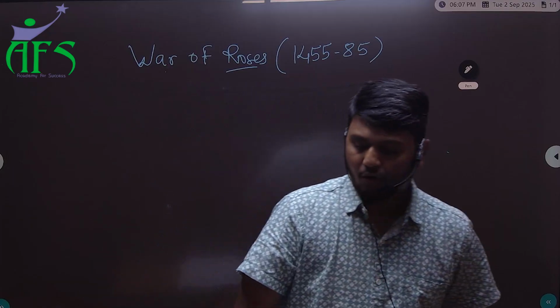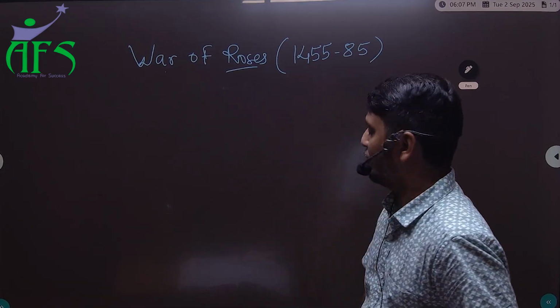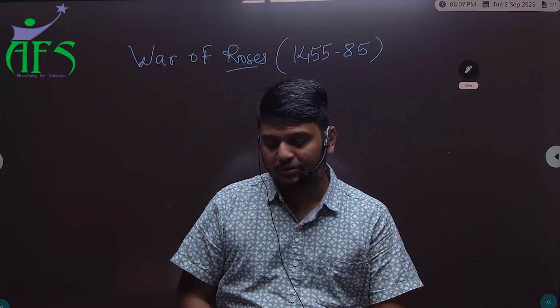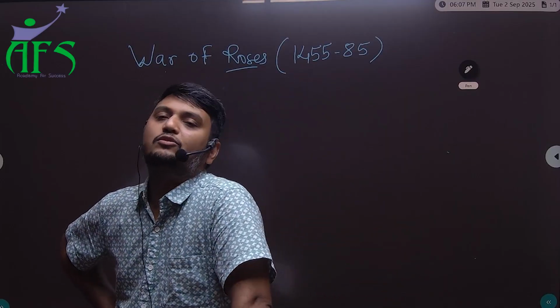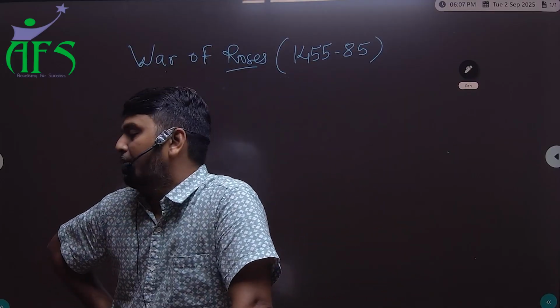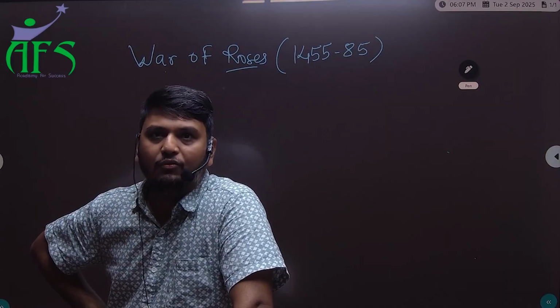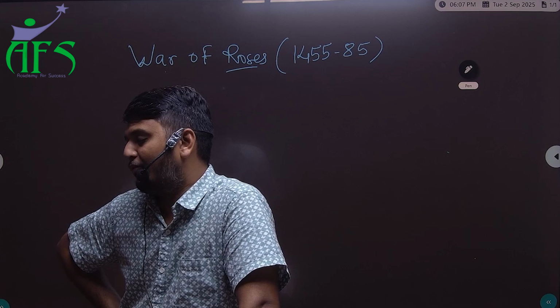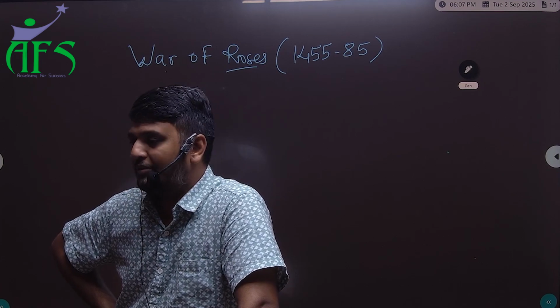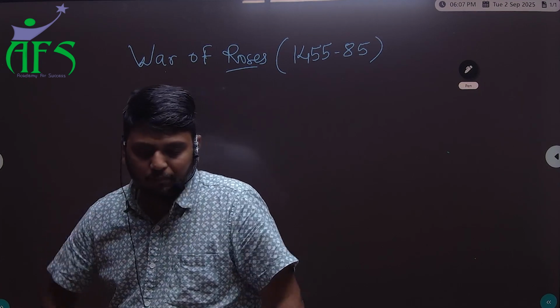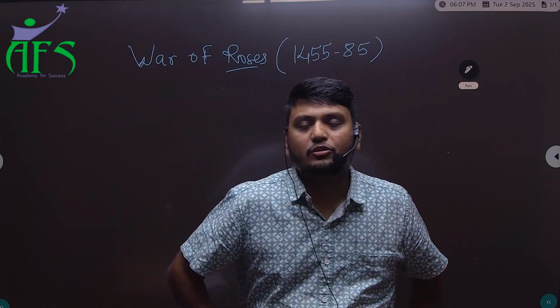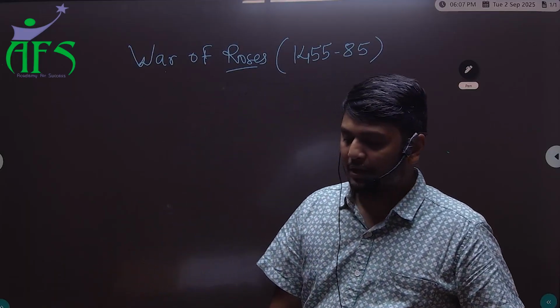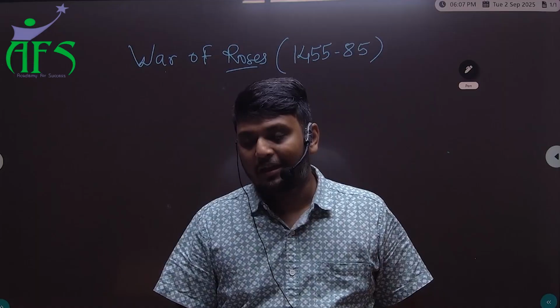So, the War of Roses. This is the time frame of the War of Roses. The War of Roses is nothing but the name given to the series of wars fought between two royal families, royal families who claimed the English throne. Which are these two royal families? The Yorks and the Lancasters.